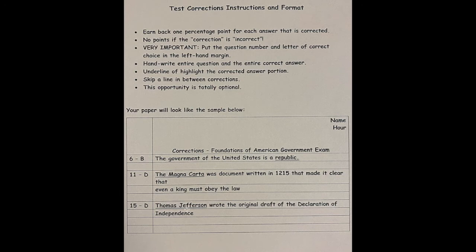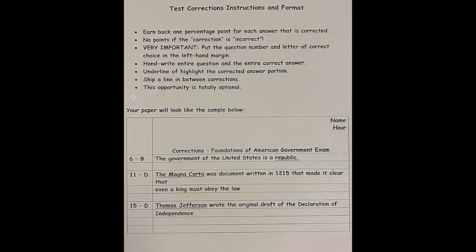That means whatever the answer was that you had a choice to choose from, underline that portion. Right here, Thomas Jefferson, that answer was D. The Magna Carta was also D apparently, so we underlined that. B for number 6 said a republic, so we underlined a republic. Now, skip a line between the corrections. So here's number 6, here's number 11. These were the first 2 that they missed. Skip a line in between them.